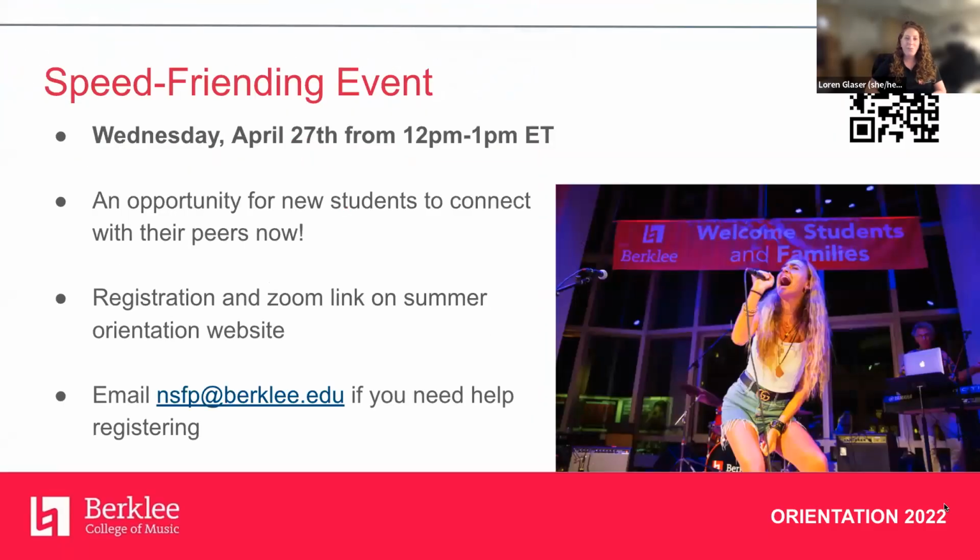Great. So we have a speed friending event coming up. If you've checked out our website, you can find the registration link on the summer orientation website. If not, this lovely QR code at the top of the screen will go directly to our website. If you scroll down halfway to the page, you'll find the registration link for speed friending.